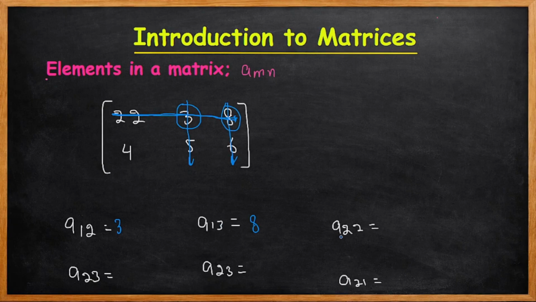If we are going to find out A sub 2 2, then we have to go from left side to right side and second row, from upside down and second column. So our desired element is 5.